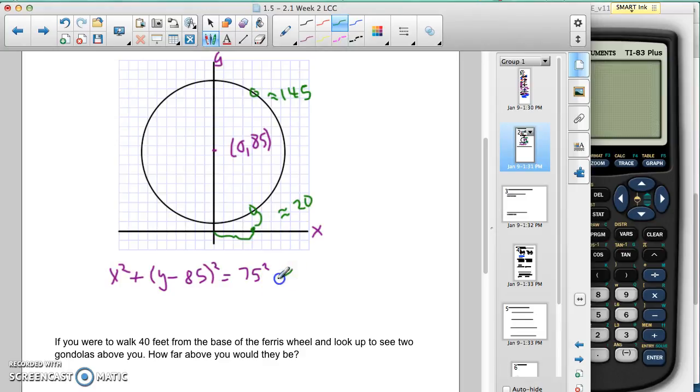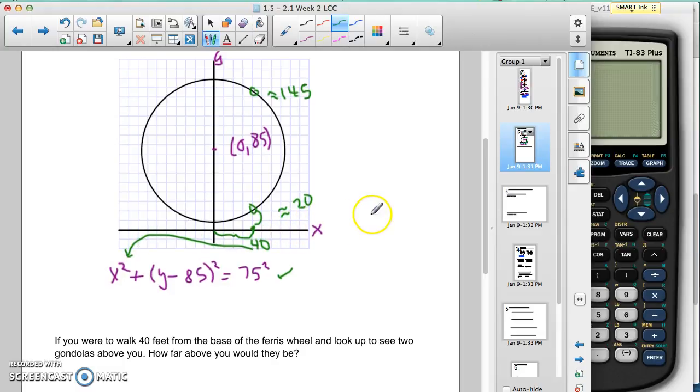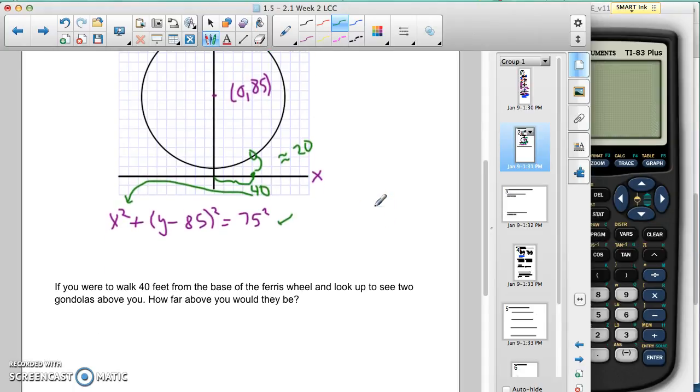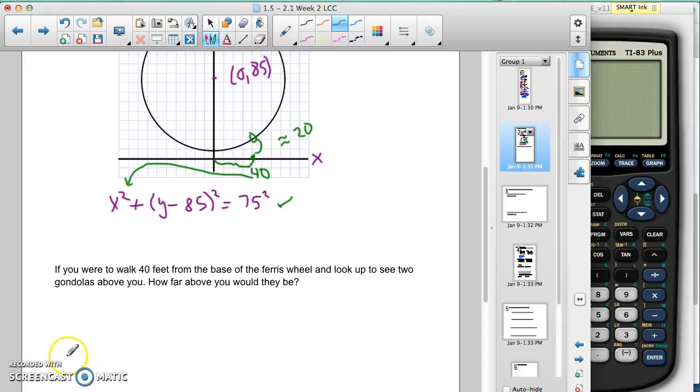So what we know here is that we've walked out 40 feet. So 40 happens to be my x value. So I know this value here is 40. So I'm going to use that to plug my equation in and just solve my equation for y. So I'm going to start out with the equation, but I'm going to put 40 in for x, because that's how far we walked out horizontally.